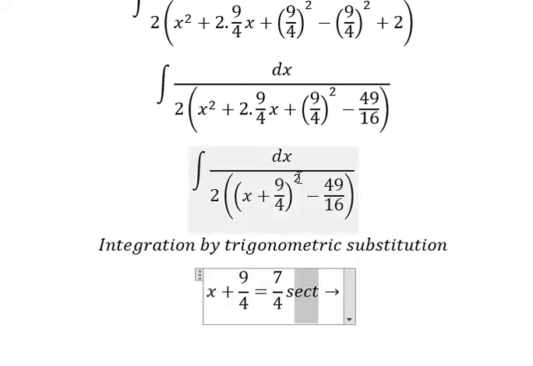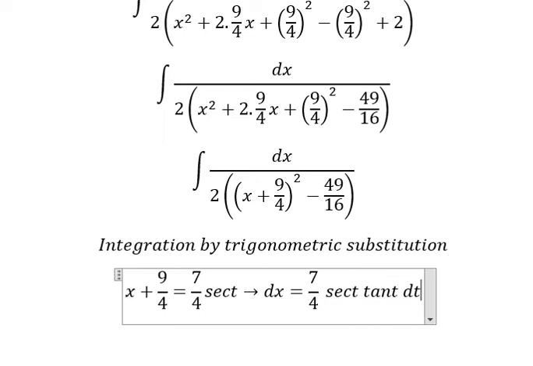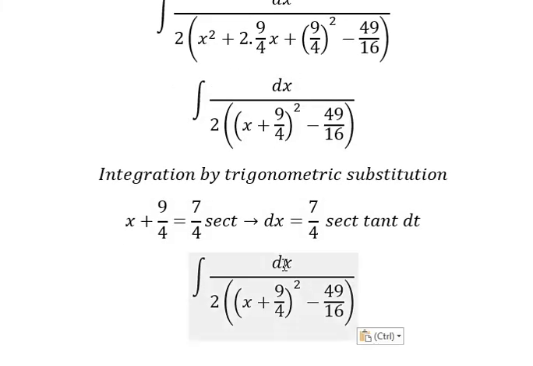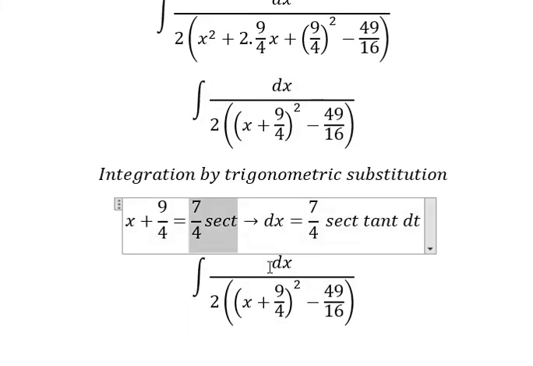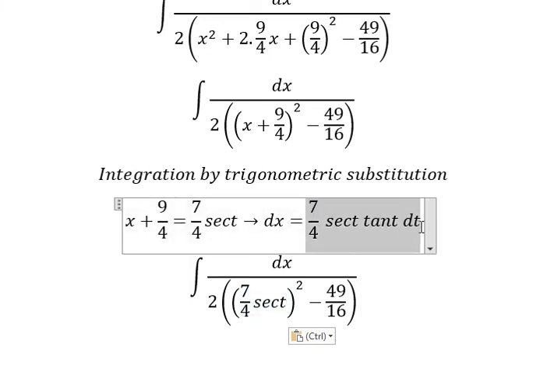Secant of t to the power of 2 minus 1. After doing factorization, we change it to tan squared t, and later we simplify the s. We first take the derivative of both sides, and you get 7 over 4 secant of t tan t dt. So this one we put in here. The s we change for this one.